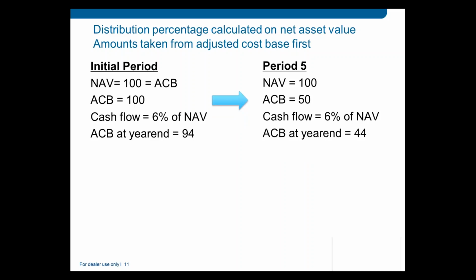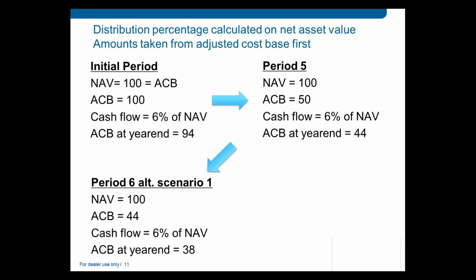5 periods later, let's say the net asset value equals $100. It's still the same thing. Well, what does that tell you? It means if your cash flow remains 6%, the fund has been earning on average about 6%. We'll say for example purposes, the adjusted cost base now is $50. The client takes out 6% as a distribution, and adjusted cost base at the year end drops to $44.